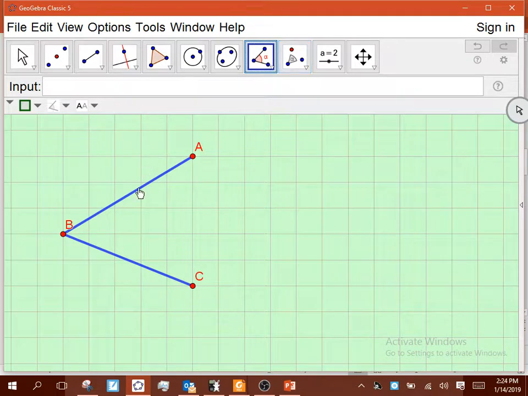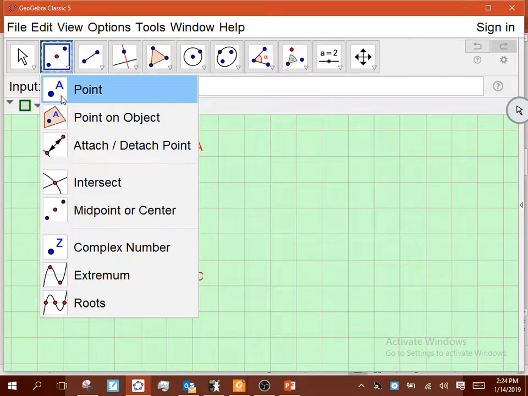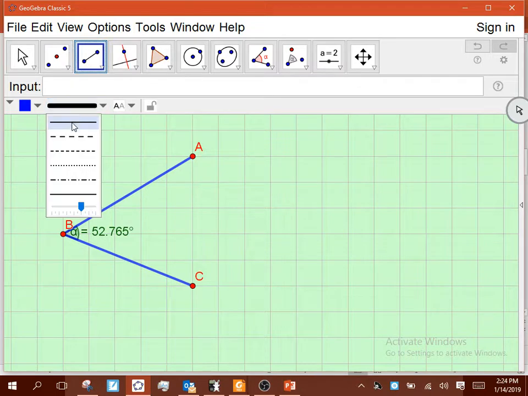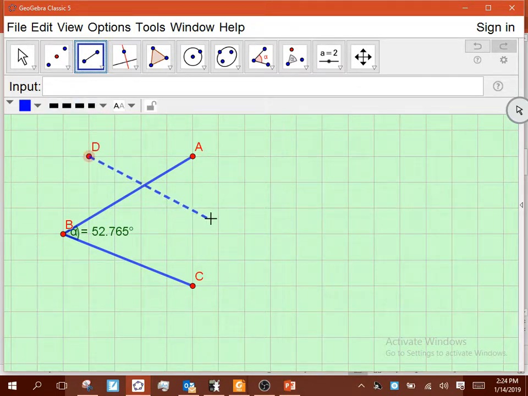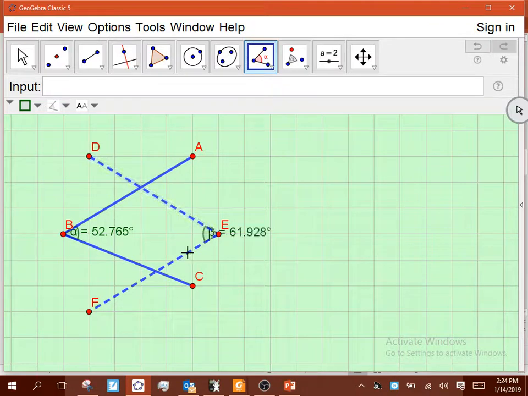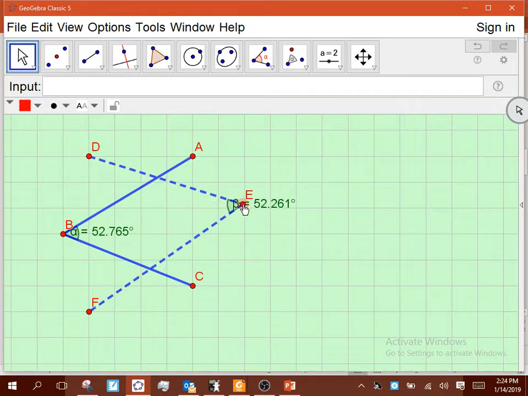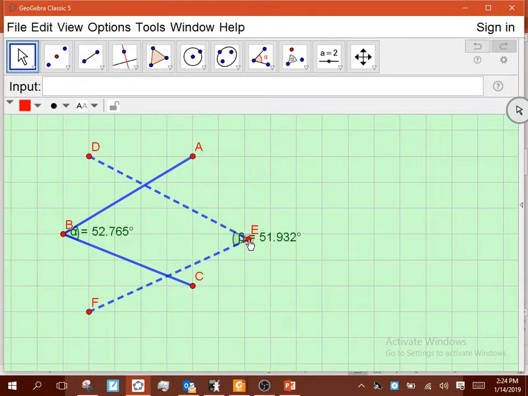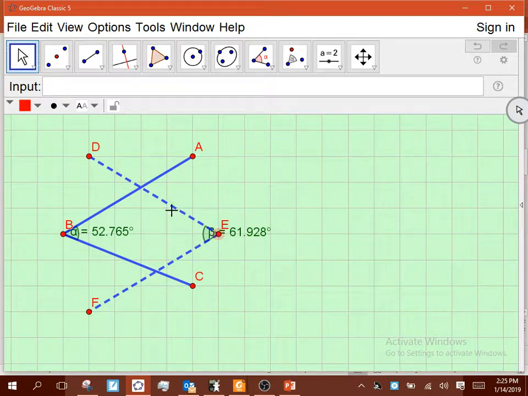All right, so if I've got that angle there, now I'm going to put in that angle there. Are those angles congruent? No. Okay, so let's move these around so that they do become congruent. 61, let's see here, 52 point. Okay, they're congruent right there, right? Are they opposite?